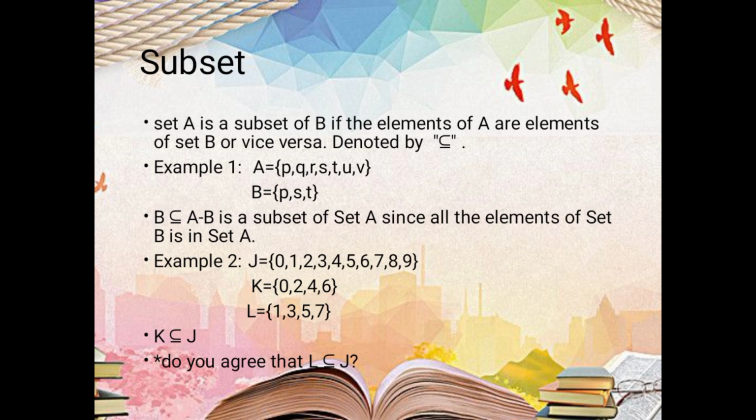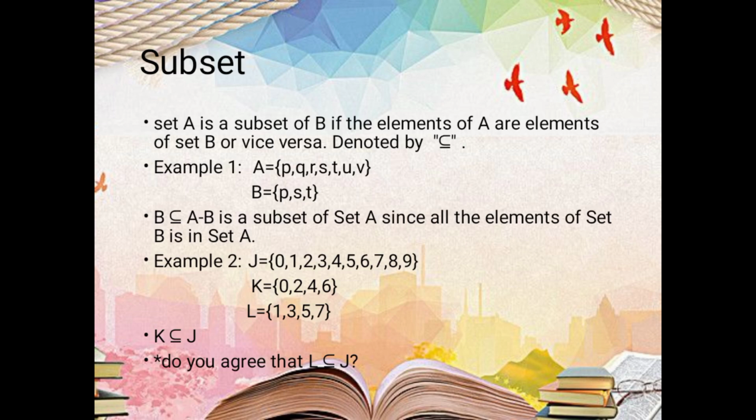Another example, example number 2. J is equal to 0, 1, 2, 3, 4, 5, 6, 7, 8, and 9. And K is equal to 0, 2, 4, and 6. And for the last, L is equal to 1, 3, 5, 7.